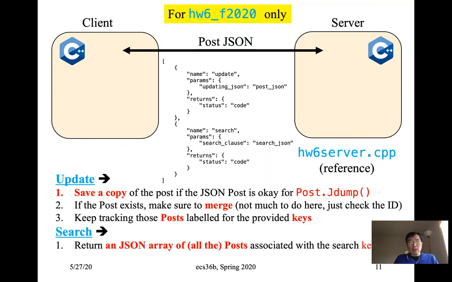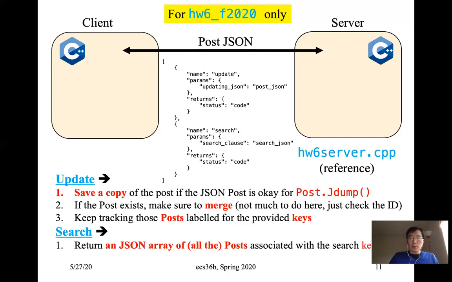So let's talk about the update first. Update is essentially when you send an update to this update function, the parameter is the JSON. You can see that there is only one argument, the post JSON. That's the equivalent of your homework 5 output JSON, maybe just a part of it because it's an update. When you receive that, of course, you need to go through post.jdump, which has all the elements and is going to handle that.